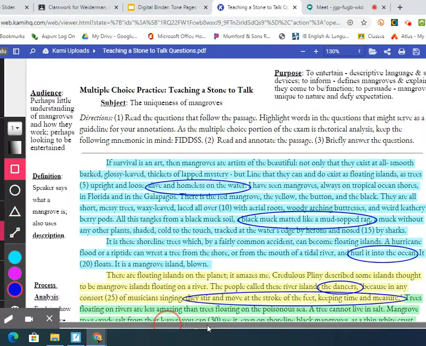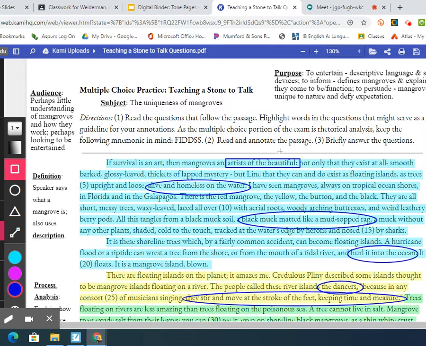So, if survival is an art, then mangroves are artists of the beautiful. I'm going to mark that, artists of the beautiful, particularly if we want to talk diction, use of the word beautiful. Another thing, when you are reading for syntax, reading for tone, you shouldn't be identifying entire sentences. You're looking at small snippets. If I ask you to provide evidence for a tone word that you chose, it should never be a complete sentence or a paragraph or a significant chunk of text. It should always be individual words or short phrases.